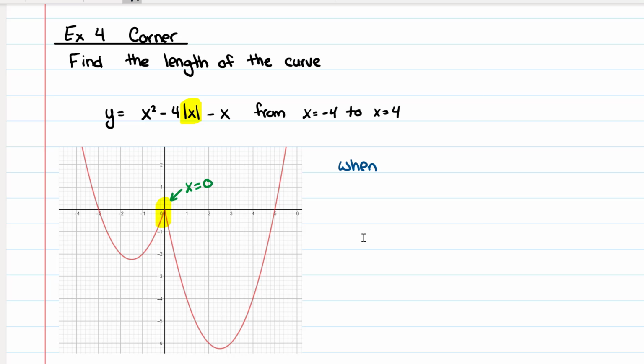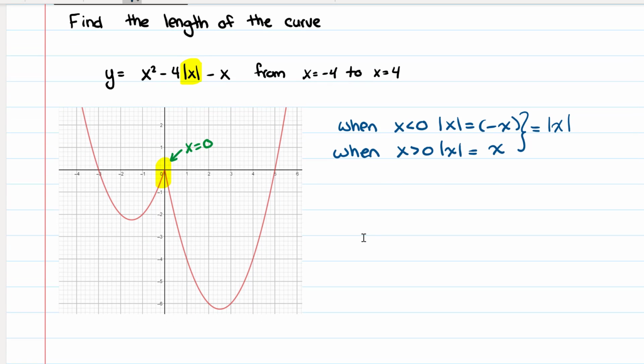So when x is less than 0, the absolute value of x can be written as negative x. When x is greater than 0, the absolute value of x is equal to just x. This is the definition of the absolute value of x. So that's something you should just have memorized.